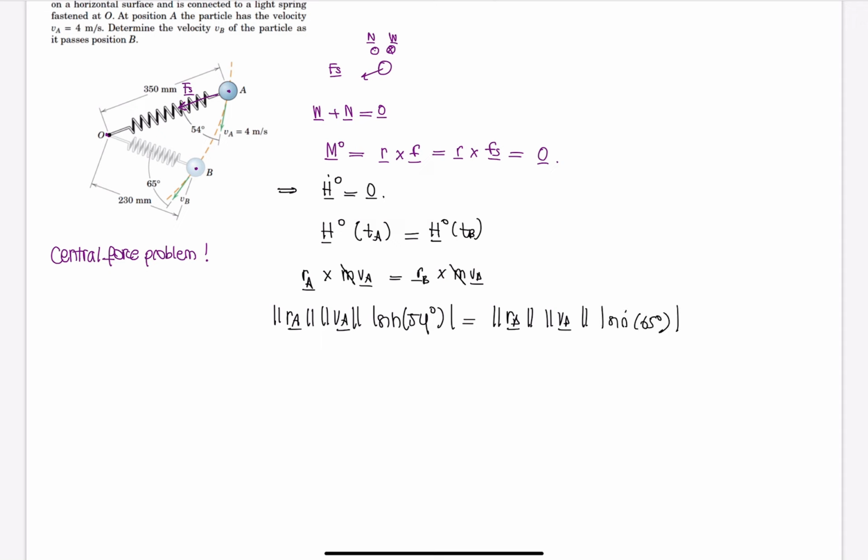Oh, that was a quick and easy problem because I already know RA. This is 0.35 meters. This is 4 meters per second. This is 0.23 meters. So, this is my only unknown. One equation, one unknown. I can solve for it.